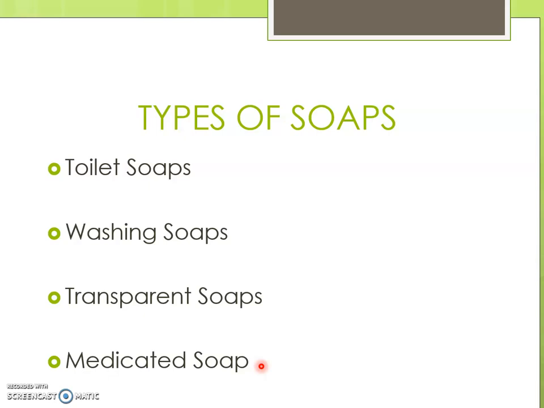These types of calcium, magnesium, or lead soaps are used for other purposes, like lubricants, dryers in the paint industry, and waterproofing agents. So these are the different categories of soap we are using.